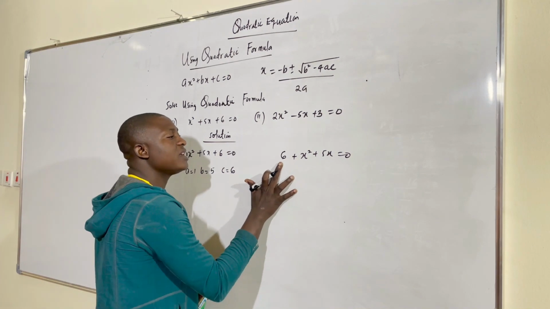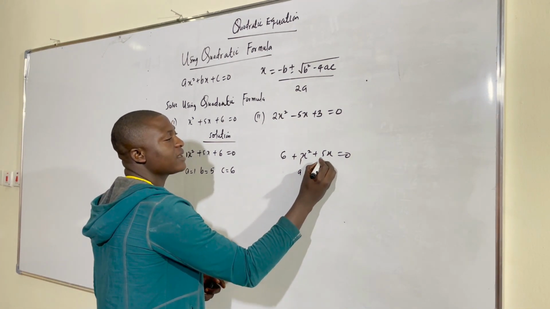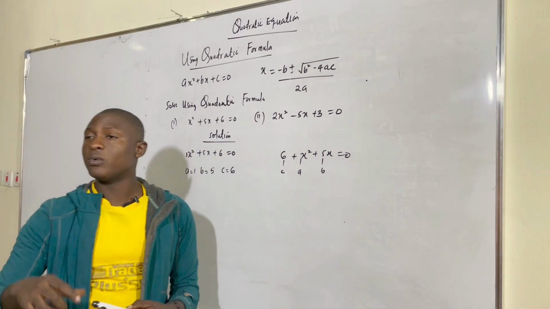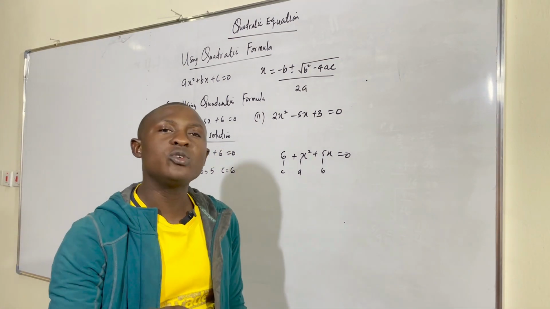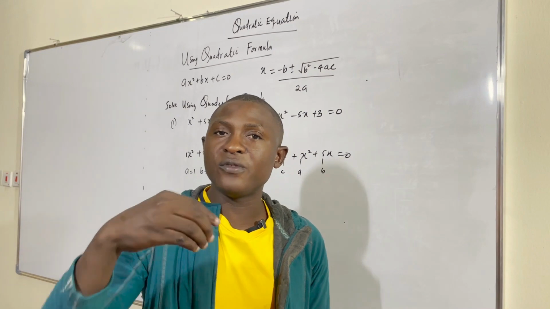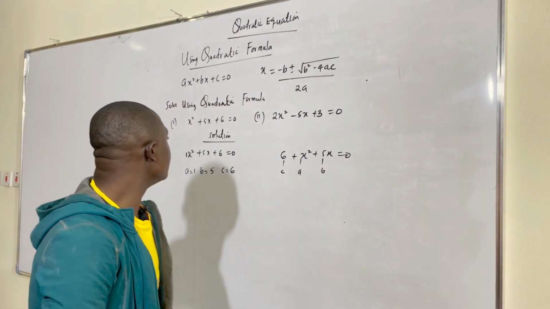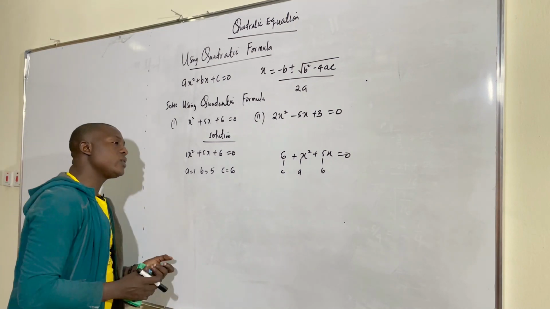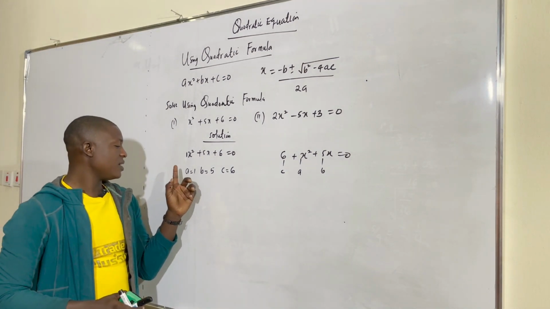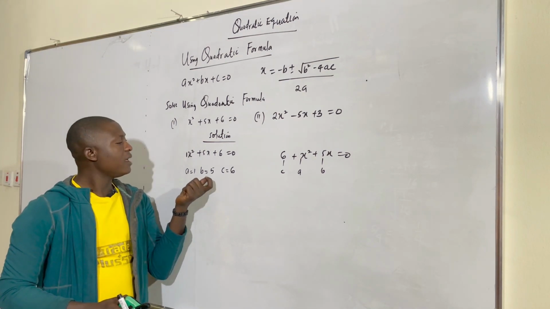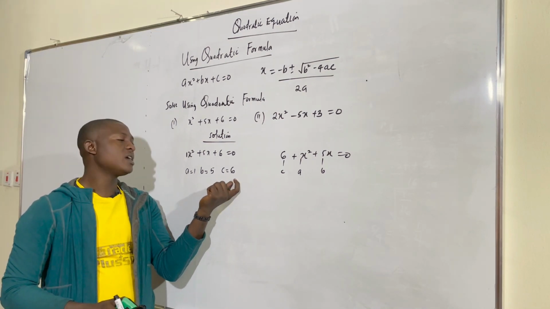Now I can go back here. This is going to be my A, this is going to be my B, and this is going to be my C. The arrangement does not matter. What matters most here is how you can evaluate or pick out the value of your A, the value of your B, and at the same time the value of your C. So now, going back to this problem, we have already got the values of A, B, and C. So clearly, our A is equal to 1, our B is equal to 5, our C is equal to 6.